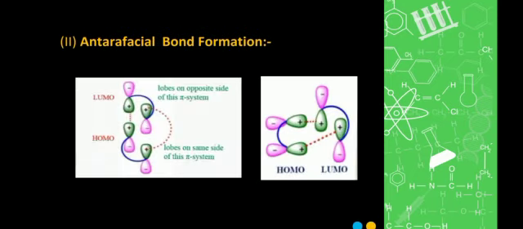While second one is the antarafacial bond formation. For the cycloaddition to occur, the positive lobe of one reactant should interact with the negative lobe of the other reactant, or the lobes of the same phase should interact with the lobes of opposite phase. Then the bonding interaction that occurs is the antarafacial bond formation, or more simply it is called antara.